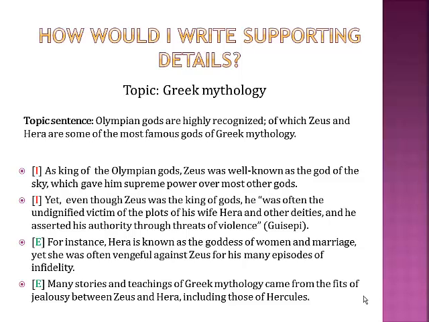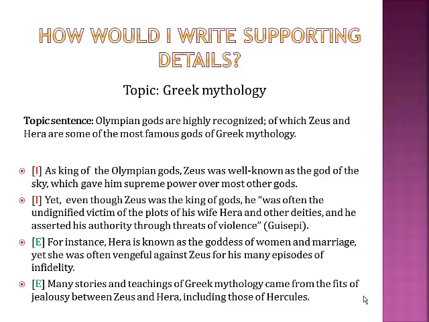So let's see how I structured my body paragraph. Of course my topic is Greek mythology. Here again is my topic sentence. And I put an I here for information. As king of the Olympian gods, Zeus was well known as the god of the sky, which gave him supreme power over most other gods. Then again, I'm giving some more information. Yet even though Zeus was the king of gods, he was often the undignified victim of the plots of his wife Hera and other deities, and he asserted his authority through threats of violence. So I used a quote, and then I also used more or less an example or observation about the Olympian god Zeus, which is what I said in my topic sentence.